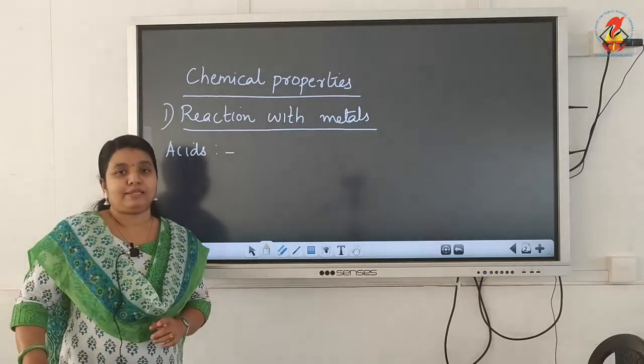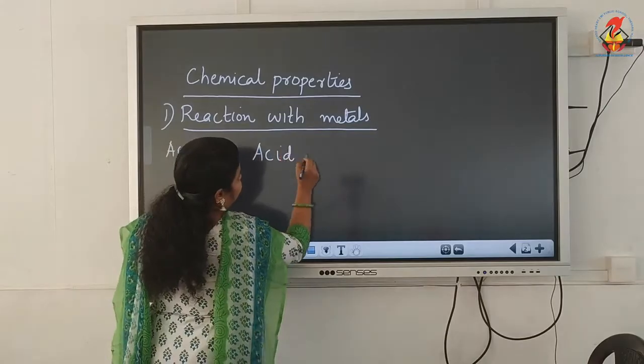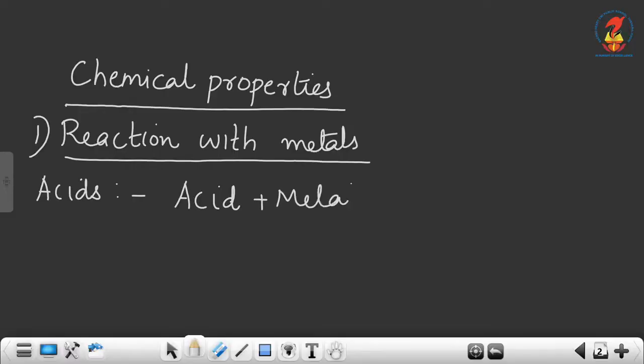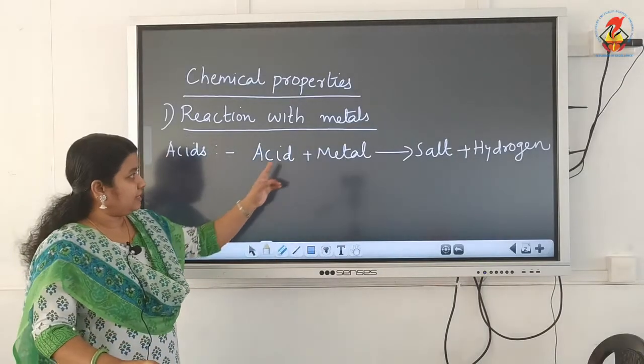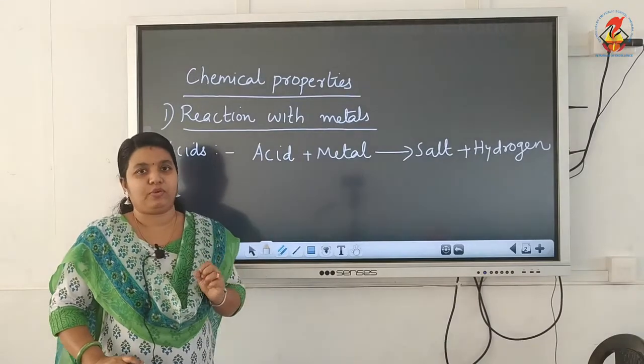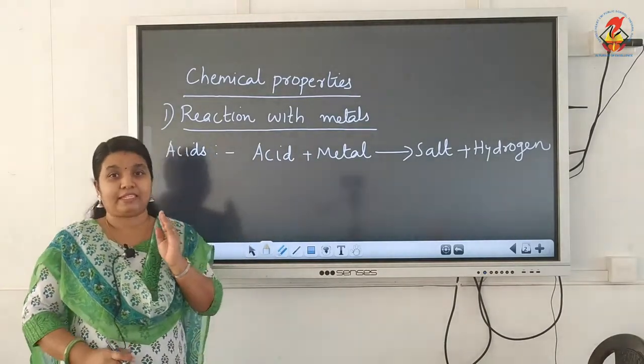Now acids react with metal to form salt and hydrogen gas. So generally acids react with metals to form salt and hydrogen gas. And when you say metals, these are active metals.